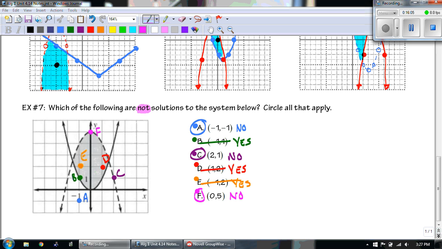Okay, now C was outside, and then F, it looked like it was inside, but remember, it's on the open point, and if it's open point, it is not part of the solution.